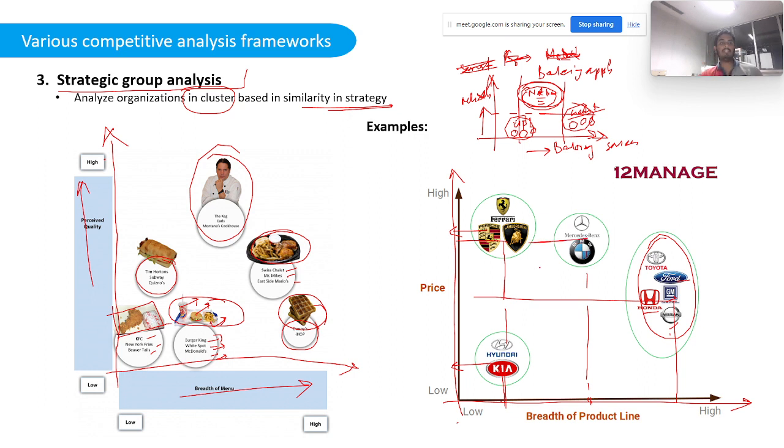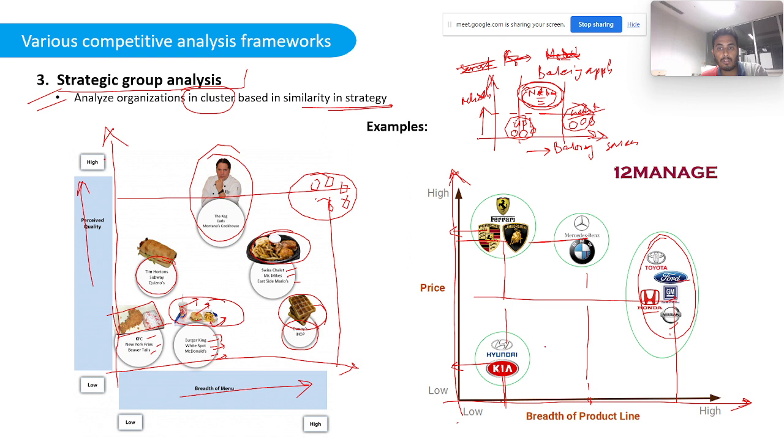So like that we can see how these various companies differ in terms of their strategies, and how we can cluster and position them on such axes. So this is what strategic group analysis is. This allows you to understand what sort of strategies you can adopt in future. For example, you may choose a new food item which is higher in quality, and also as a restaurant you have more items.